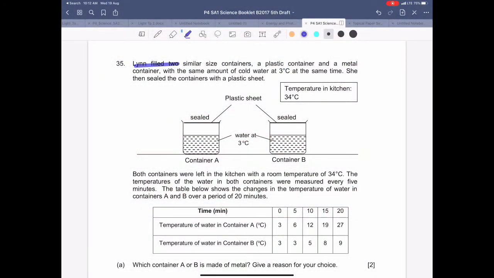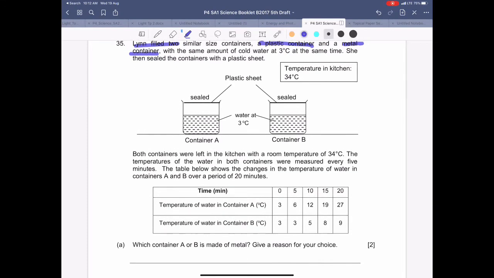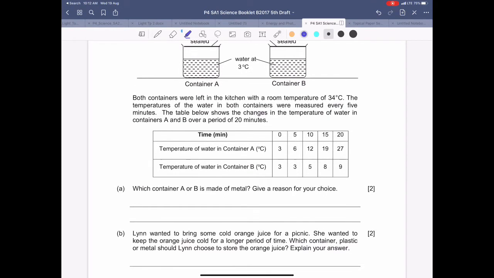Lin filled 2 similar containers, a plastic container and a metal container, with the same amount of cold water at 3 degrees Celsius, at the same time. Both containers were left in the kitchen at a room temperature of 34 degrees Celsius. The temperatures of the water in both containers were measured every 5 minutes. The table shows the changes in the temperature of water in containers A and B over a period of 20 minutes.